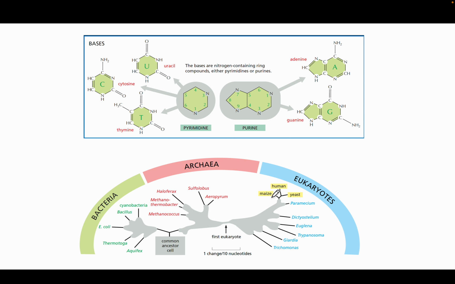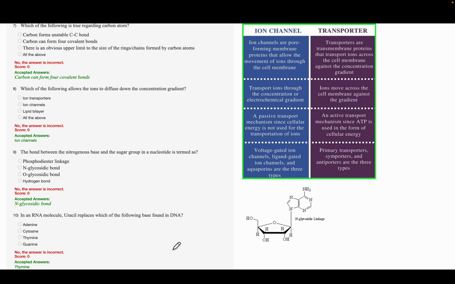So now coming to the bacteria, archaea, and eukaryote phylogenetic tree. Here we can see under bacteria, these are the organisms, for example E. coli, Bacillus, cyanobacteria. And this is the archaea family, and this is eukaryote. So you can see that yeast, then Giardia, Trypanosoma come under eukaryotes. This is archaea and this is bacteria. Okay. Now coming to the next slide.